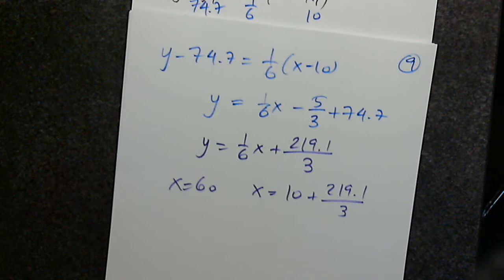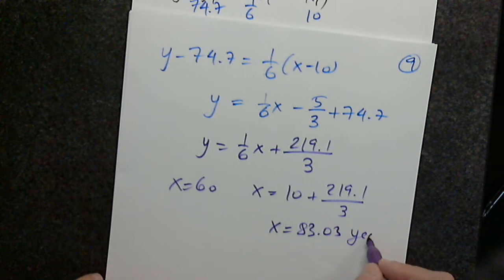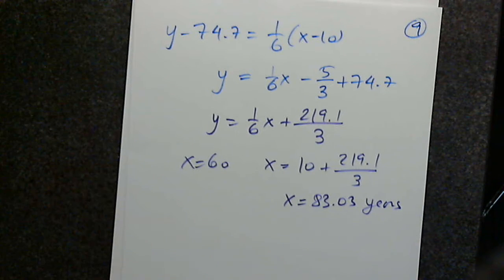And I have to divide by 3 now. I got 83.03. 83.03 years. So if the model still holds, then moving forward in 2020, the life expectancy for women should be 83.03. Somebody born in 2020 is expected to live at least 83.03.